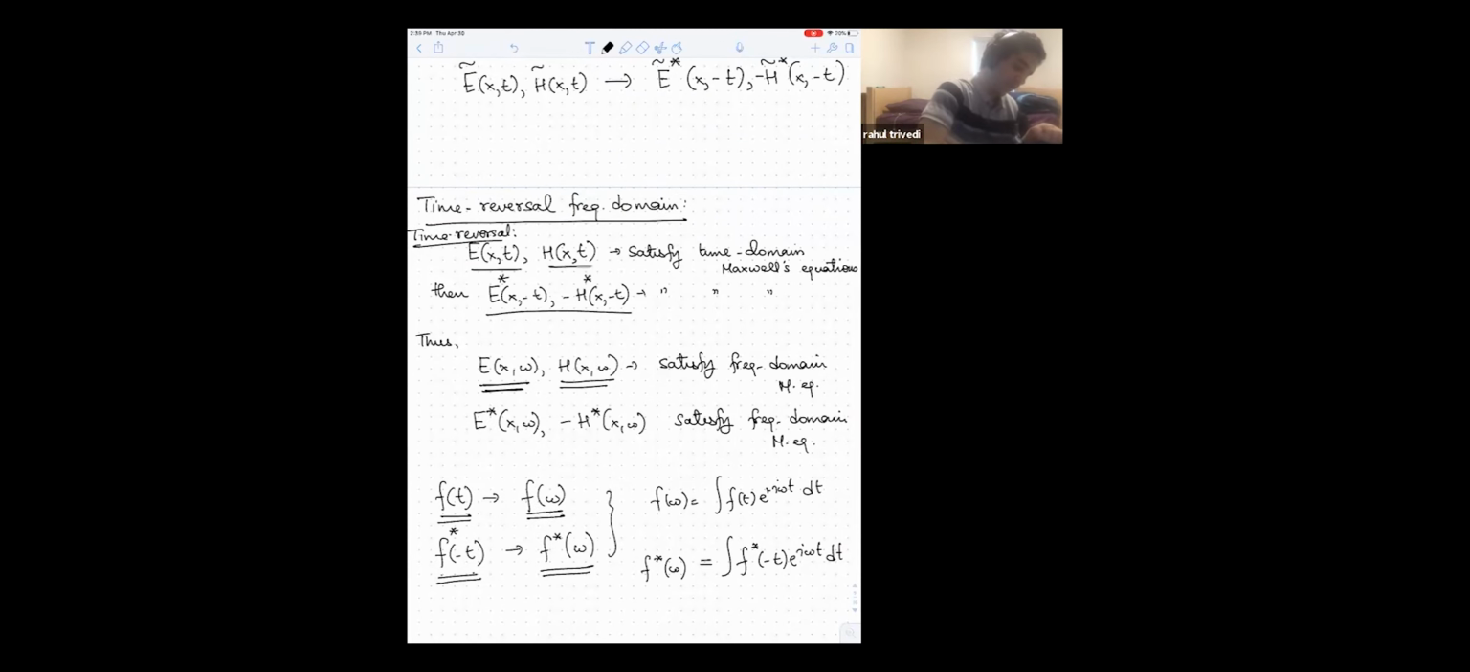That if E of x comma t and H of x comma t satisfying Maxwell's equations implies that this time reverse solution satisfies Maxwell's equations, then so do their Fourier transforms. Right, so the Fourier transform of E star of x comma minus t is E star of x comma omega, and the same for the magnetic field. So this is just translating the statement that we made for time domain fields, via Fourier transform, to a statement on the frequency domain fields. Okay, so that's what's happening.